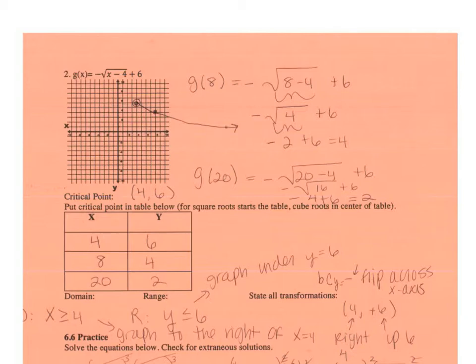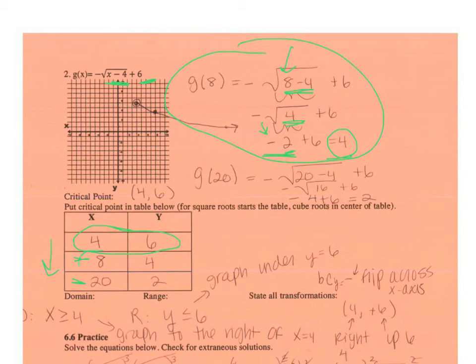Again, critical point for this, if we look under the radical, we have 4, and 6, and the negative square root. That's going to start our table, because we have to plug in a number greater than 4 for x. So then I picked 8 and 20. So when I plug in 8, g of 8, the 8 goes in for x. 8 minus 4 is 4. Square root of 4 is 2. The negative drops down. You're multiplying by negative 1, so you get negative 2 plus 6 is 4.